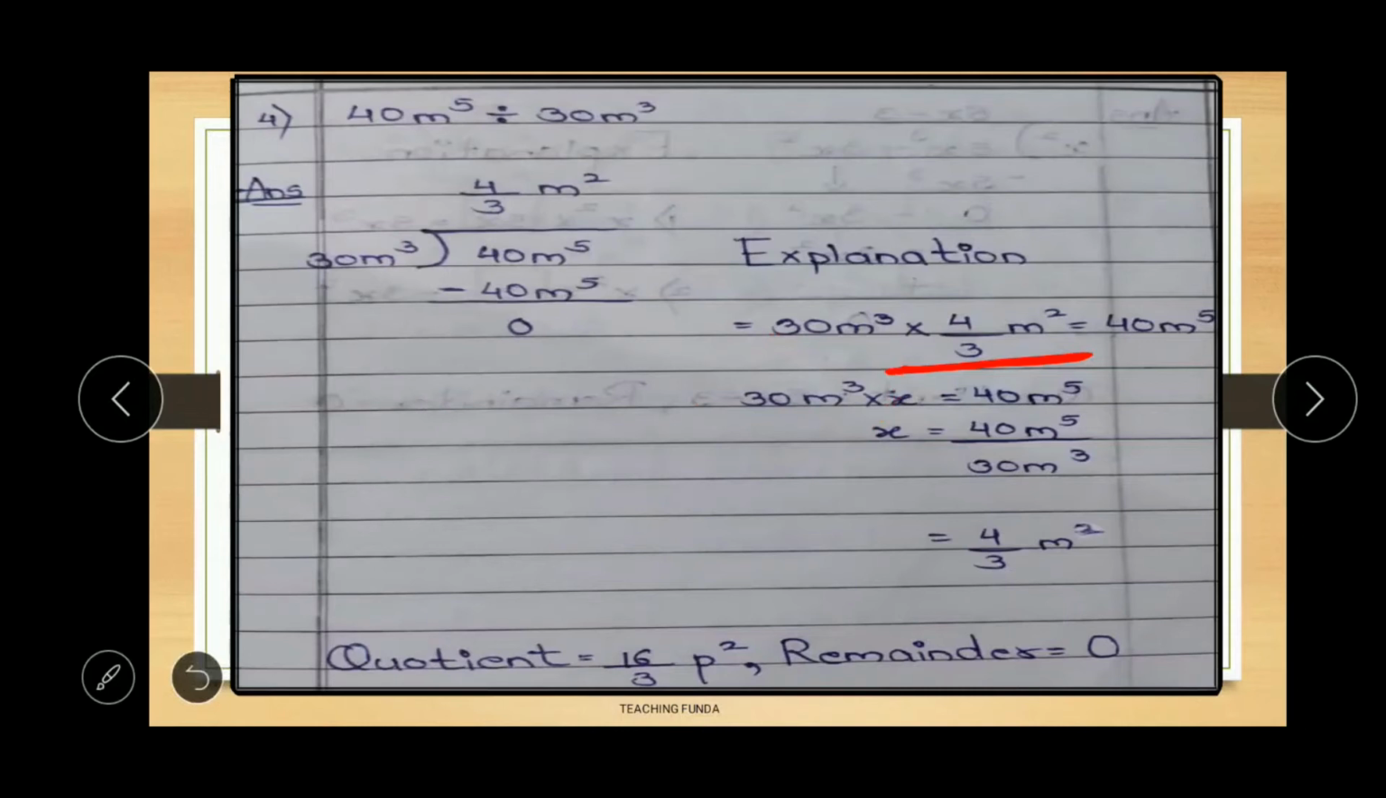So now 30 and 40 both come in the table of 10. 10 3s are 30, 10 4s are 40. So what is the answer? You got 4 upon 3. Now here m is gone. So what is the answer? You got m square. So the quotient is 16 upon 3 m square, and the remainder is 0.